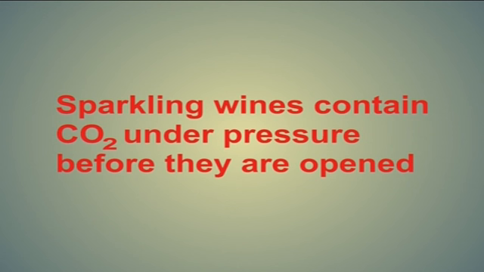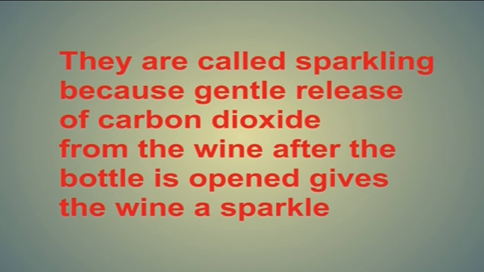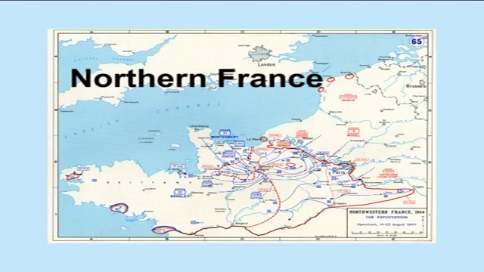Sparkling wines. Sparkling wines contain carbon dioxide under pressure before they are opened. They are called sparkling because gentle release of carbon dioxide from the wine after the bottle is opened gives the wine a sparkle. The best known of the sparkling wines is produced in the Champagne region in northern France, which has given its name to the wine.